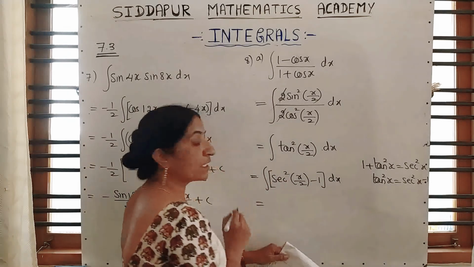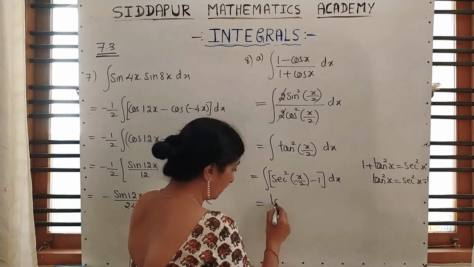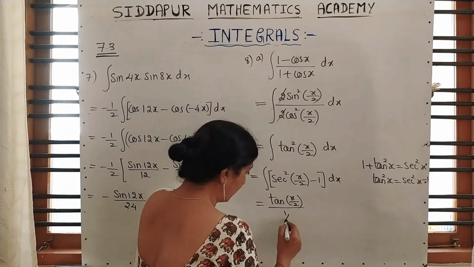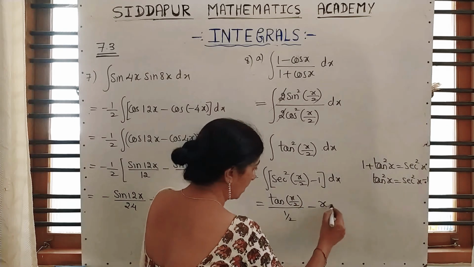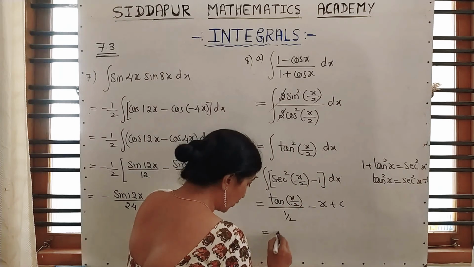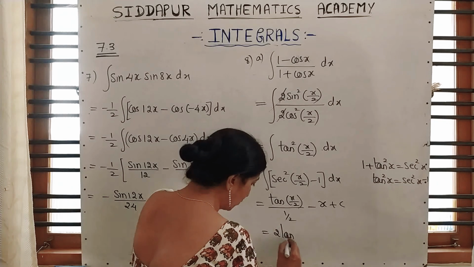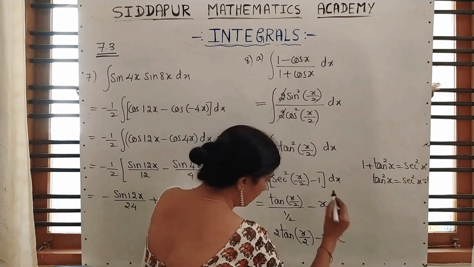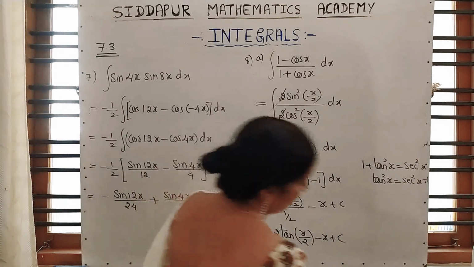Now what is integration of secant square? Tan. Tan x by 2 divided by 1 by 2. Integration of 1 is x. 1 by 2 goes up. It is 2 into tan x by 2 minus x plus c. Moving to the similar question.